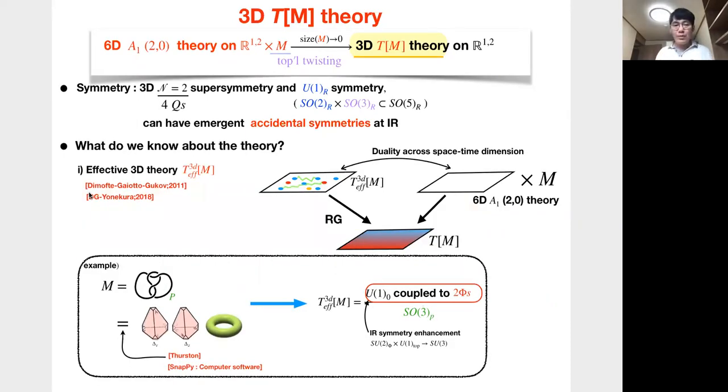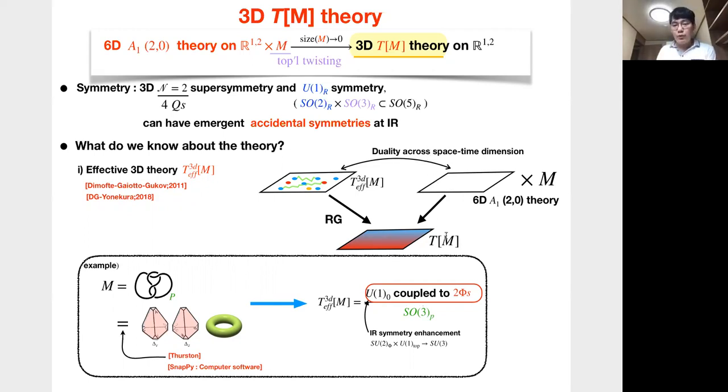So one may ask what do we know about this theory? It is defined as a very abstract theory. First, we know an effective 3D description of this theory, which is called T3D effective. This was studied by these people. This is a gauge theoretic description, and I call it the low energy effective theory because this 3D gauge theory describes the same IR physics as the 3D TM theory defined here. So this can be thought of as a kind of duality across space-time dimensions.